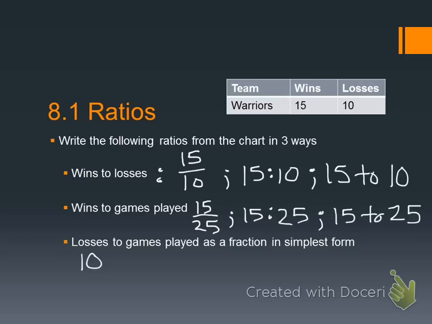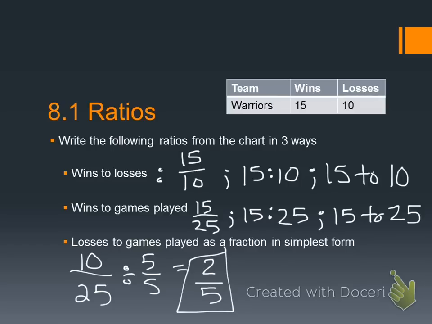form. So now I'm going to write that as a fraction, 10/25. I'm going to divide top and bottom by 5, and I get 2/5. Okay? So that would be the fraction in simplest form. If it were to be a whole number and I said write it as a fraction in simplest form, just make sure that you put it over 1, just like in your homework from last night.